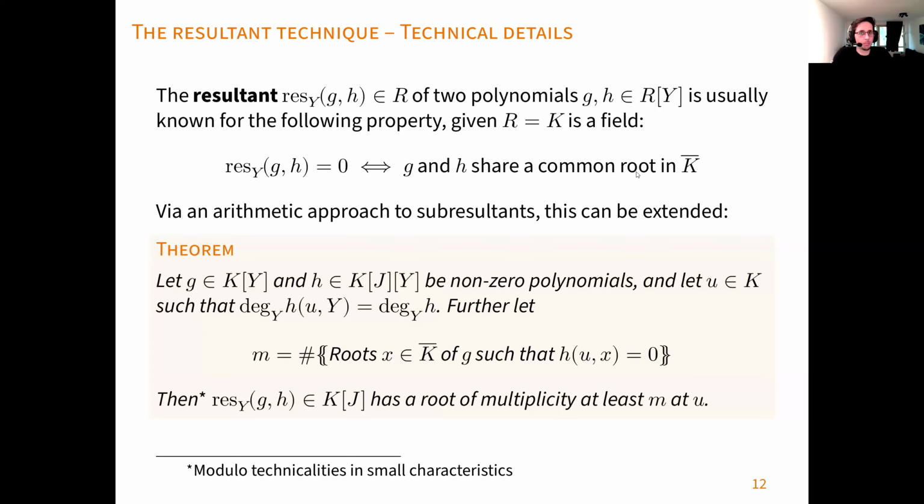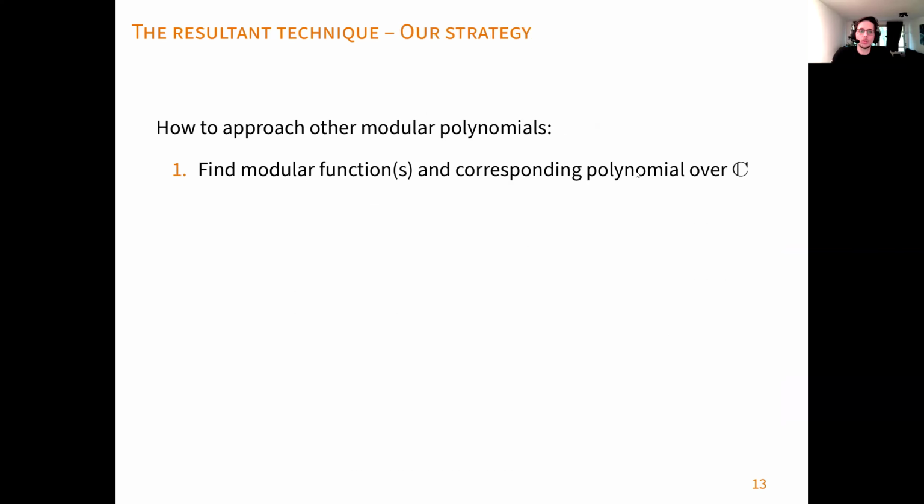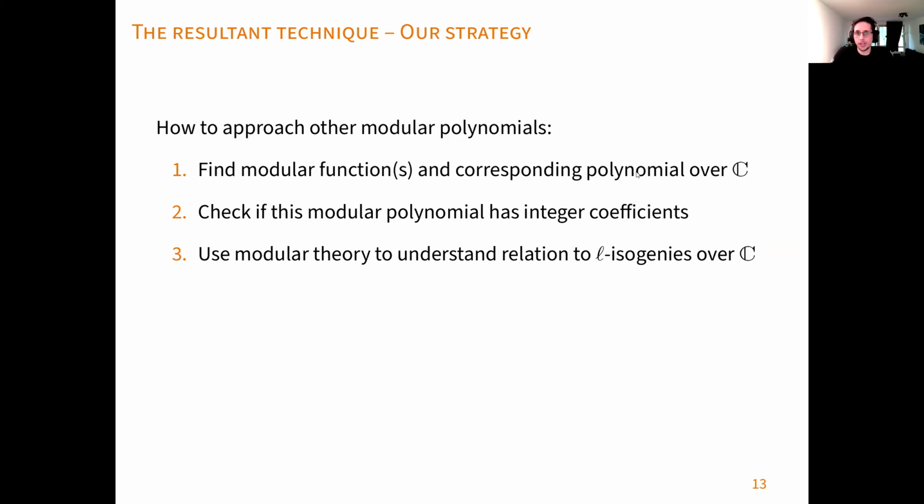So let's break this down to a more down-to-earth approach of what we want to do. What we want to do is find other modular polynomials. The way we do this is we find other modular functions. Sometimes one suffices, sometimes we need more than one. And we want to look at the corresponding polynomial over the complex numbers. Then an important thing to transfer this to other characteristics is that we can reduce the coefficients. For that, we want to make sure that this polynomial actually has integer coefficients. Then once we have ensured this, we can understand via the modular theory how these polynomials actually relate to l-isogenies over the complex numbers.